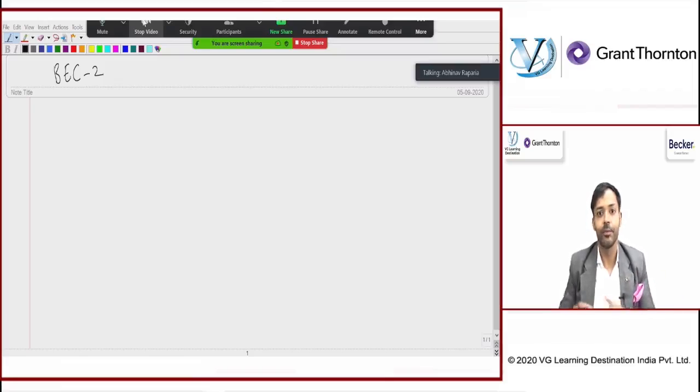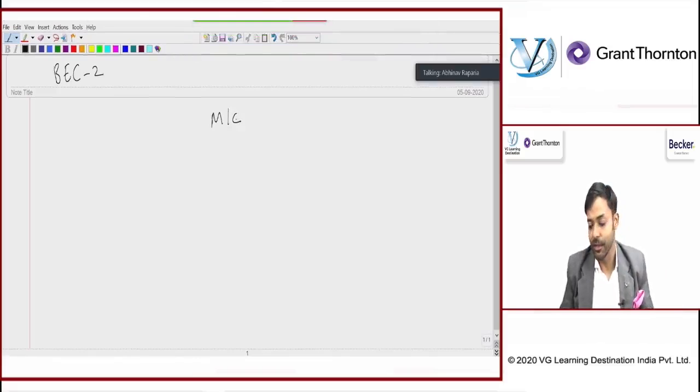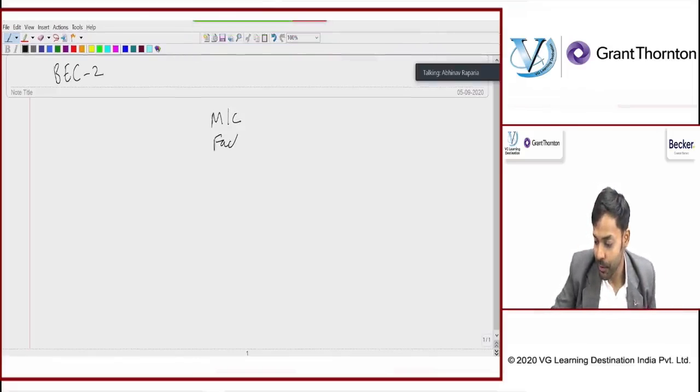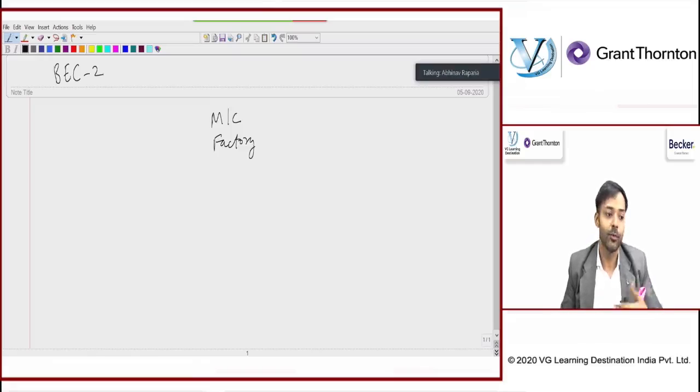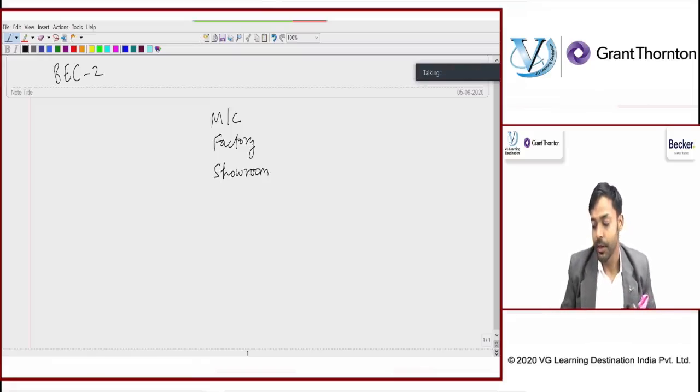I need, say, machinery for that, right? I need machinery to make the furniture. Where will you keep this machinery? You need a factory for the same, right? So for example, if you say that you're going to sell on your own, probably you need a showroom for the same, right? You need some cash so that you can have petty cash for your daily needs. So you need some cash for that also, right?